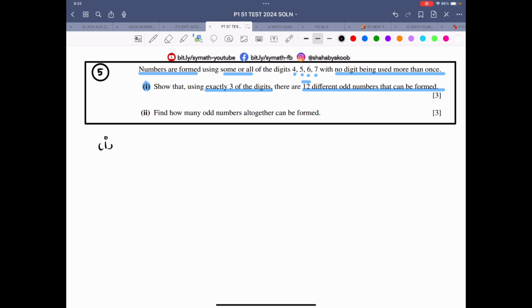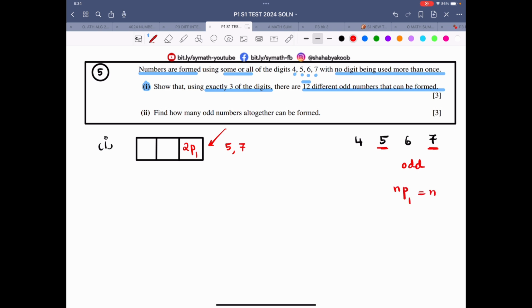Now, first of all, let me grab a box and let me draw 2 lines inside the box so there is spaces for 3 digits. Now, which digits are we using? We have 4, 5, 6 and 7. Out of these, 5 and 7 are the odd ones. In order for a number to be odd, the last digit has to be odd. It could be 1 of 5 or 7. So let me write 2P1. Remember, nP1 is n. That means 2P1 is simply 2.